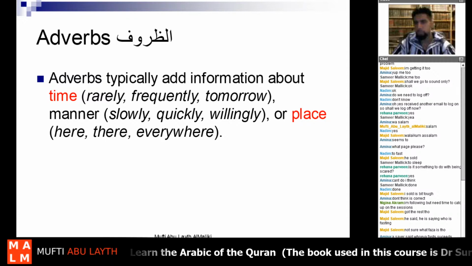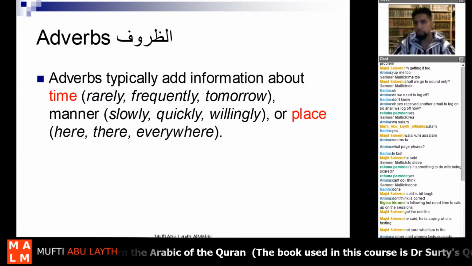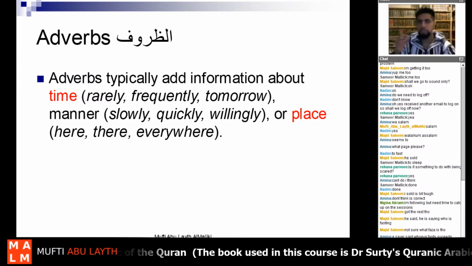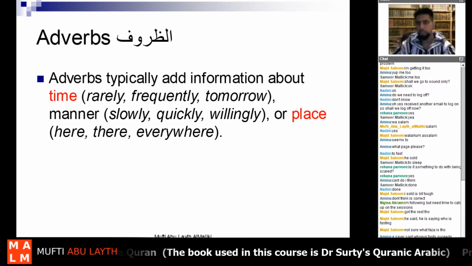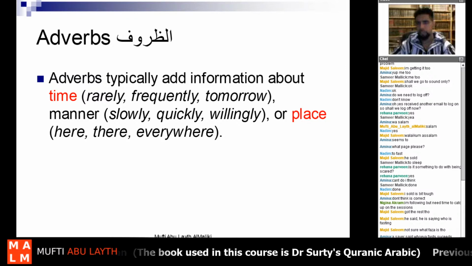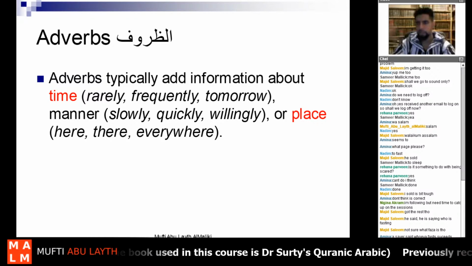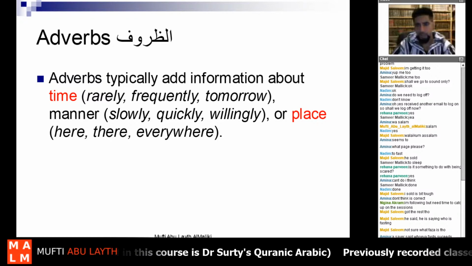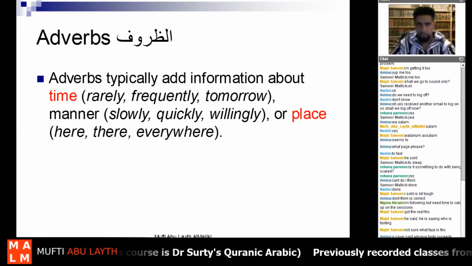tamyiz, hal, and so on, and so many things which we're going to learn about, maf'ul mutlaq, and all these types of things. They're characterized as maf'ul fihi, maf'ul min ajlihi, and so on, whereas in English they just have one name. It's just adverb. But in Arabic, they will have different functions and different names.